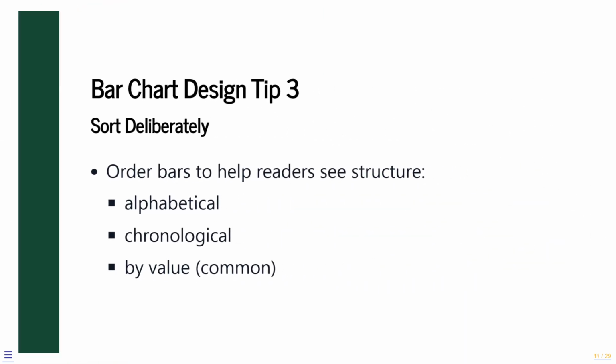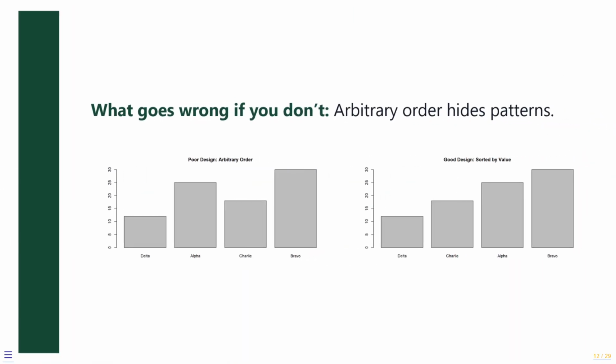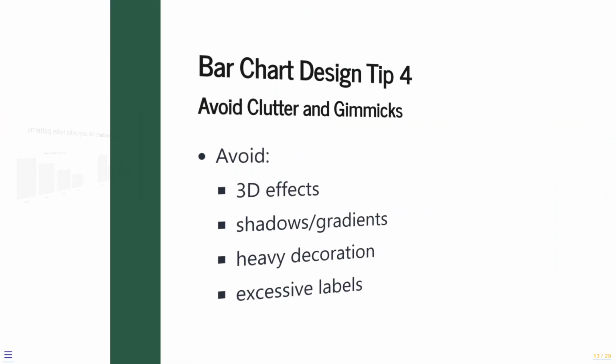The order of bars should help the reader understand the data. Common choices include alphabetical order, chronological order, or ordering by value. A deliberate ordering allows patterns and comparisons to emerge naturally. What goes wrong if you don't? Random or arbitrary ordering forces the reader to work harder and can hide meaningful trends.